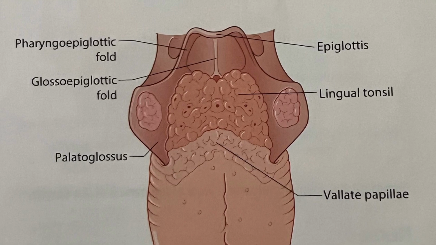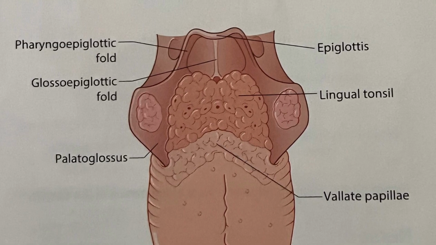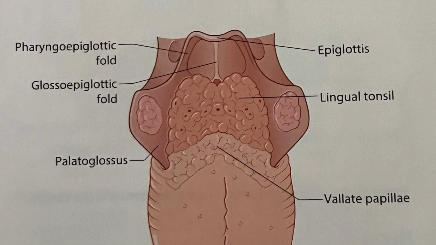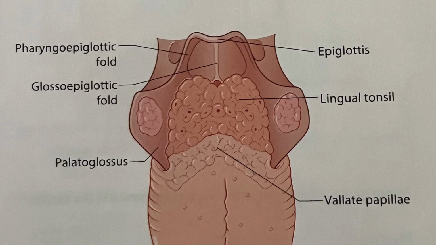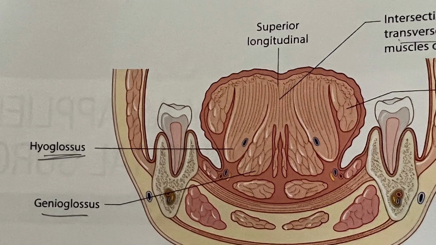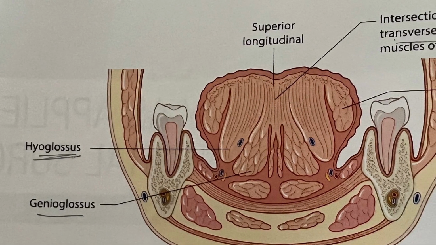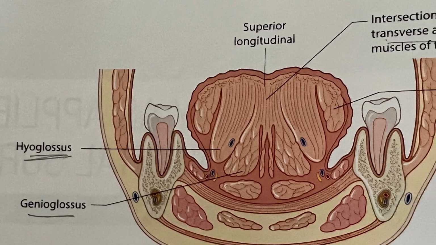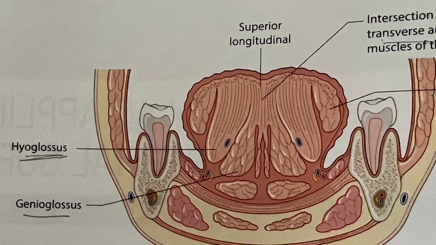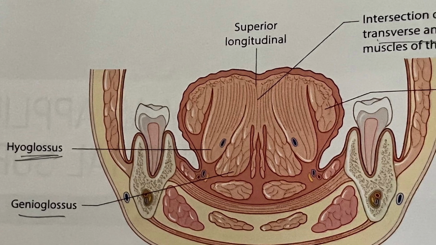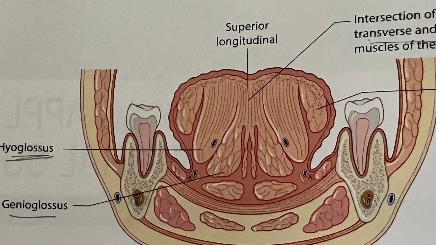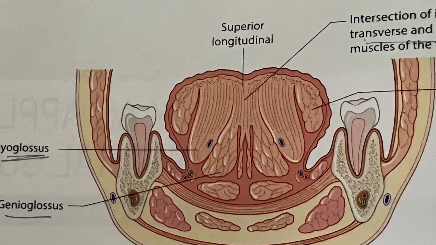The intrinsic muscles are all innervated by the hypoglossal nerve. The intrinsic and extrinsic muscles of the tongue and their relationship is very important, and you can see these intrinsic muscles from superficial to deep. There are four extrinsic tongue muscles originating from outside the tongue and inserting within the substance of the tongue. That is called extrinsic muscle.